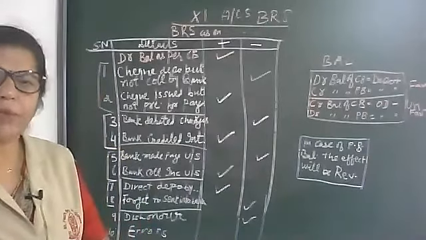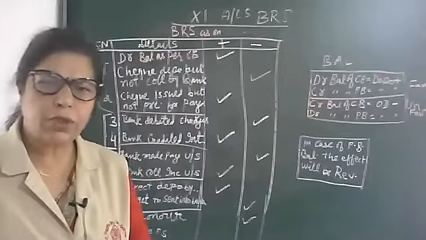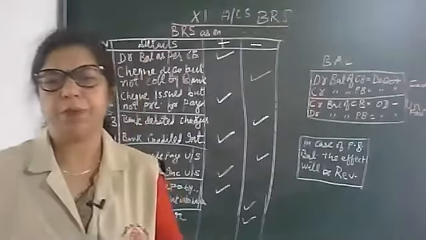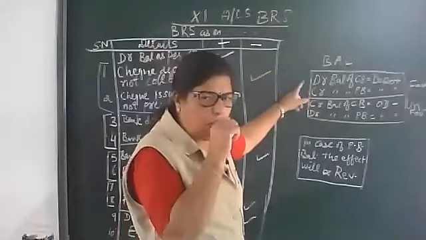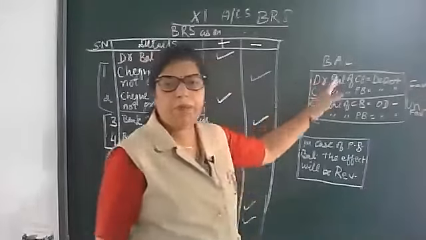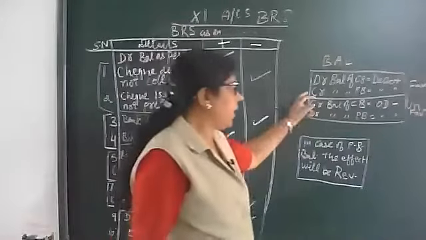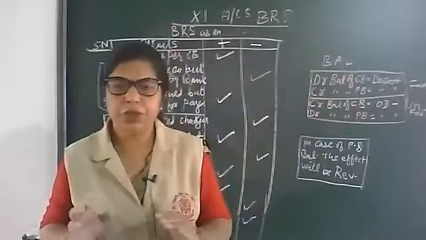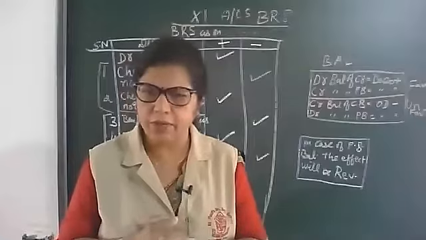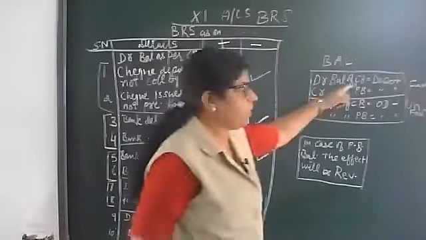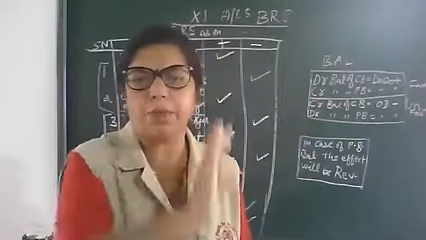Now I am going to explain, if you have copied it down. Children, look at the screen. Debit balance of cash book shows deposit balance. Credit balance of passbook shows deposit balance. This is favorable. Favorable means your amount is plus in the bank.